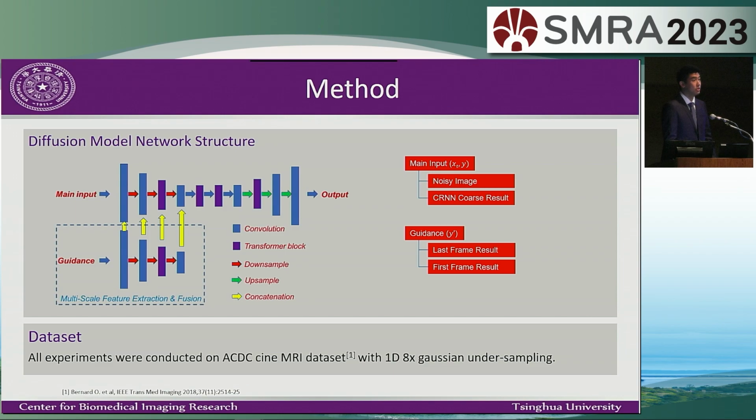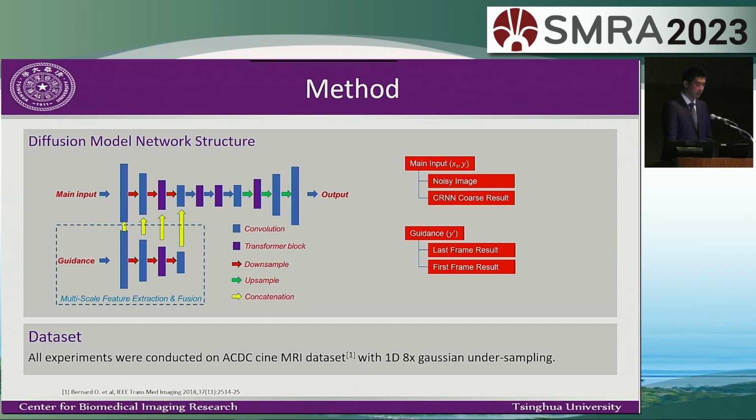Our method uses a new and powerful generative model, the diffusion model, to refine the coarse results reconstructed by the CRNN. The main innovation of this work is the network structure designed for dynamic MRI reconstruction. We use a U-Net-like structure with the noisy image in the diffusion process concatenated with the CRNN coarse result at this frame as the main input, and the last and first refined frames as the temporal guidance.